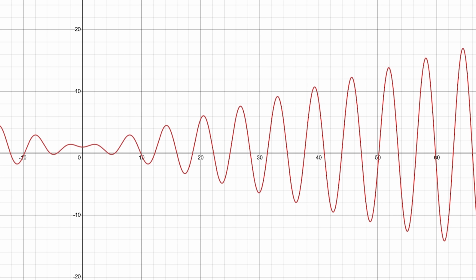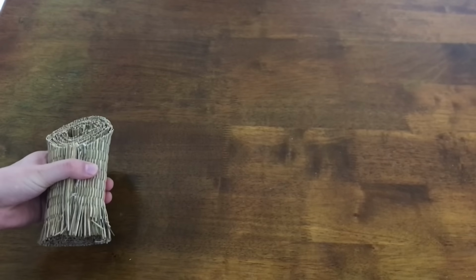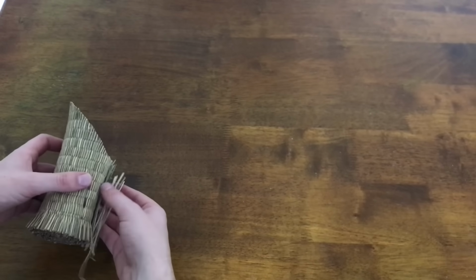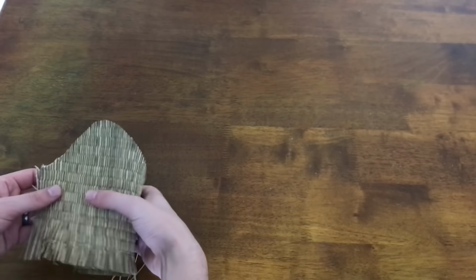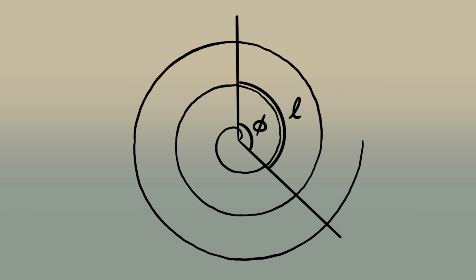This equation does indeed give us a shape, but it's not the shape of the mat, for the very simple reason that when the mat falls to the ground and unrolls, we don't get to measure the angle that each part used to be at. We measure the distance from an edge. So now we have a new goal. Find the distance along the spiral in terms of the angle passed through the spiral.